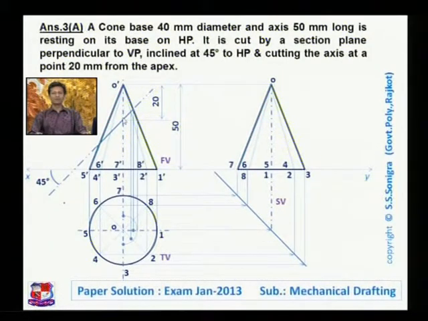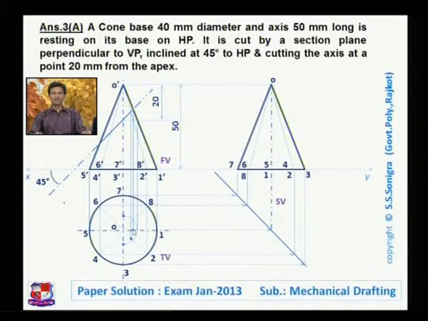Transfer this point to the true length generator. For that, from here draw a horizontal line, and that will cut this O dash 1 dash, which is the true length of the generator over here. From that, draw a vertical line, and that line will cut O1 at one point.